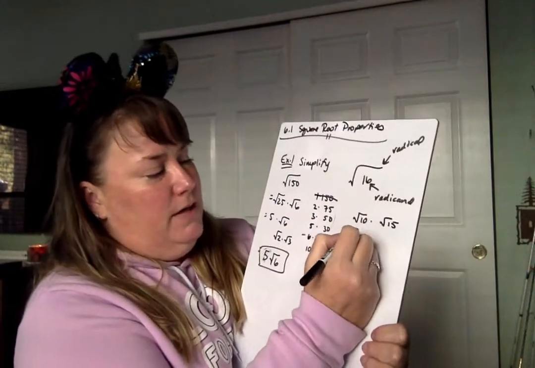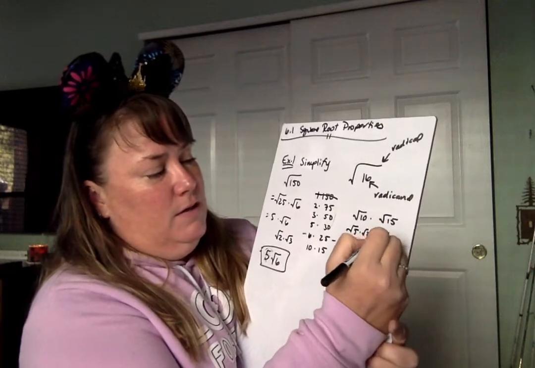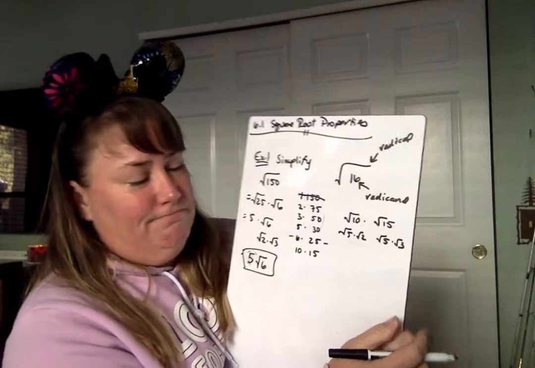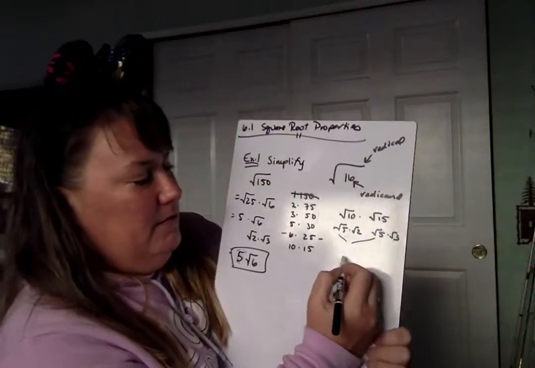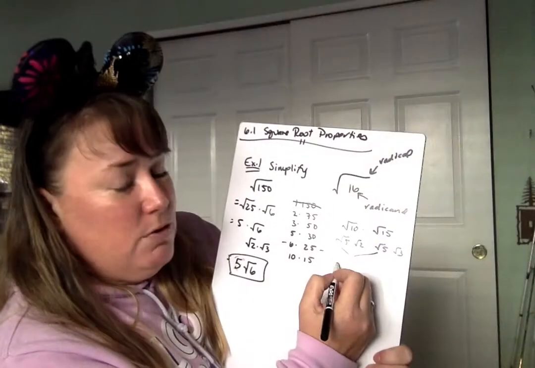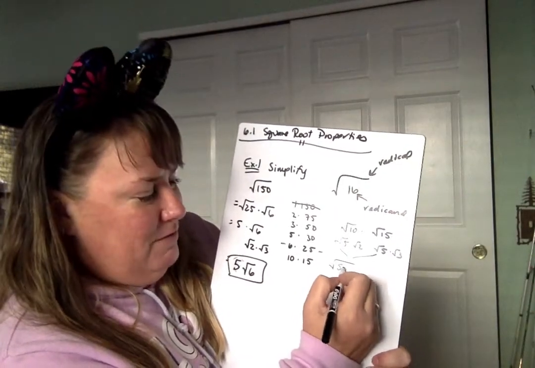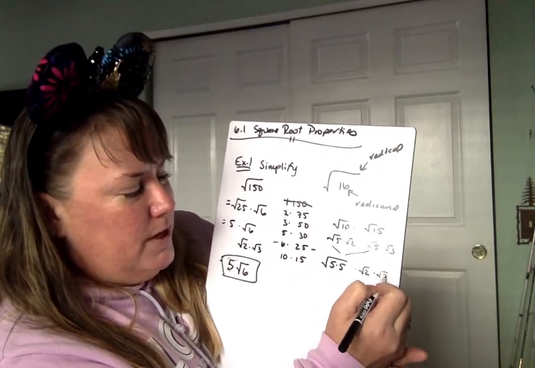Okay, so square root of 10, square root 5 times square root 2. 15, square root 5 times square root 3. Well, you have square root of 5, square root of 5. So if you have the square root of 5 times the square root of 5, that's known as the square root of 5 times 5 times the square root of 2 times the square root of 3.